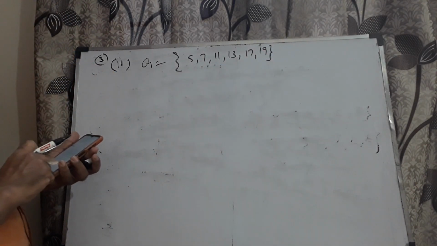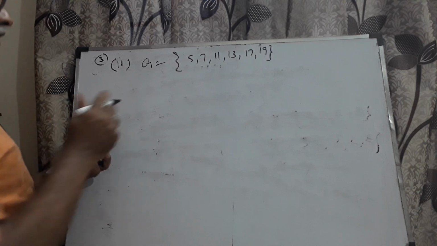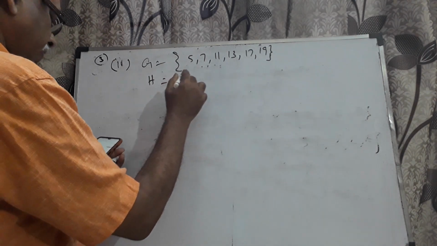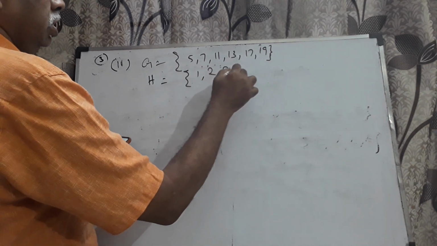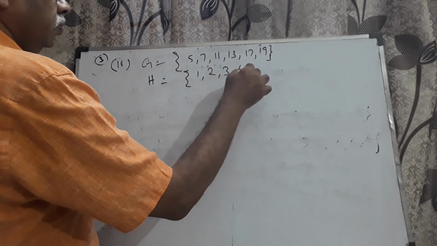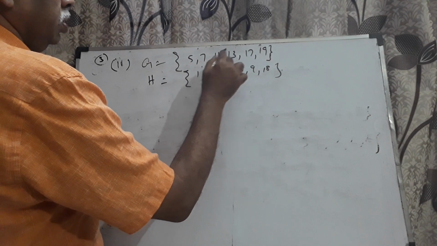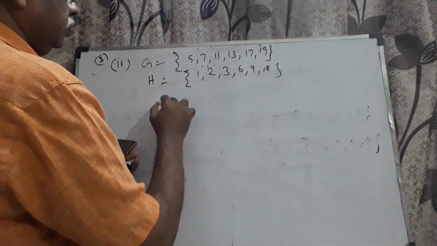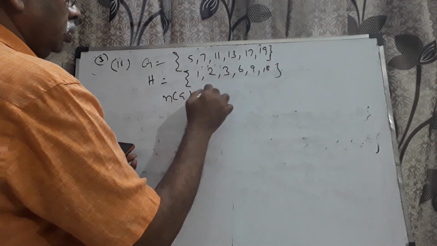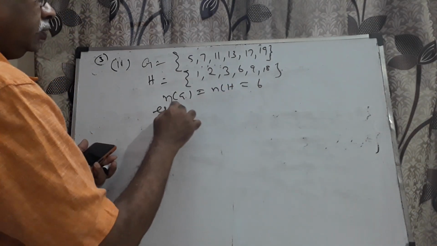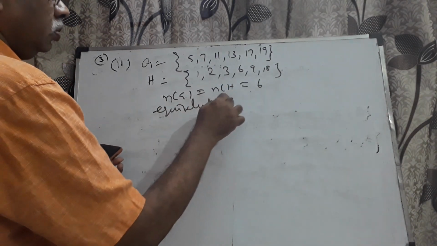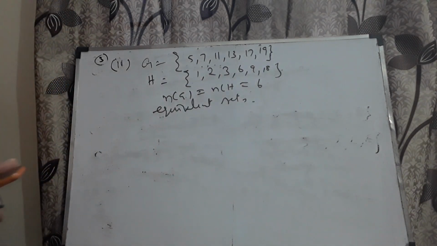Less than 23 given. H is equal to {x: x is a divisor of 18}. What are the divisors? 1, 2, 3, of course 6, 9, 18. That is 1, 2, 3, 4, 5, 6. n(G) is equal to n(H) is equal to 6, so they are equivalent sets. There will be a pair of equivalent sets.